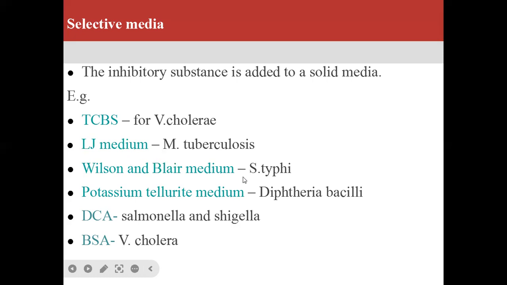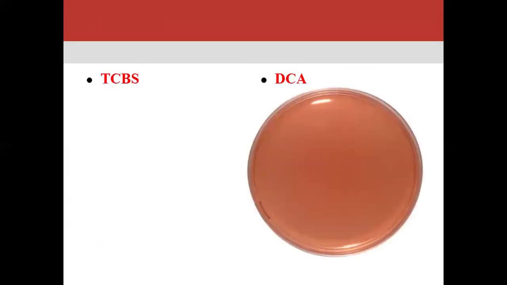Wilson and Blair medium is helpful for isolation of Salmonella typhi. Potassium tellurite medium is helpful for isolation of diphtheria bacilli. DCA, that is deoxycholate citrate agar, is also helpful for isolation of only Salmonella and Shigella. And bile salt agar, here bile salt is a selective agent. It also supports the growth of only Vibrio cholerae.